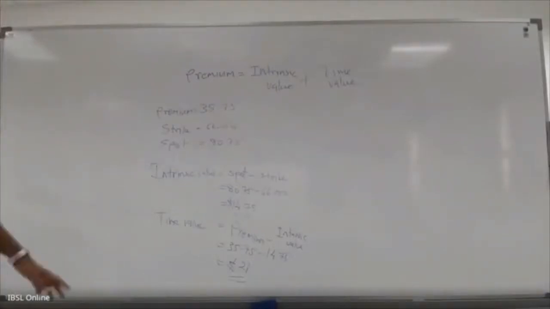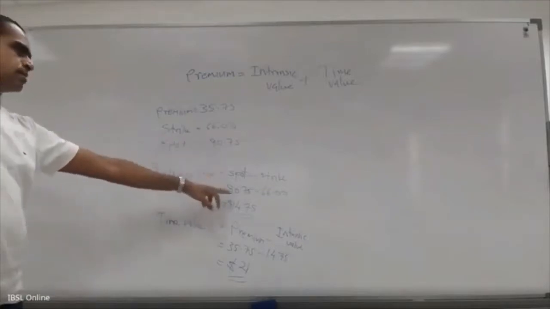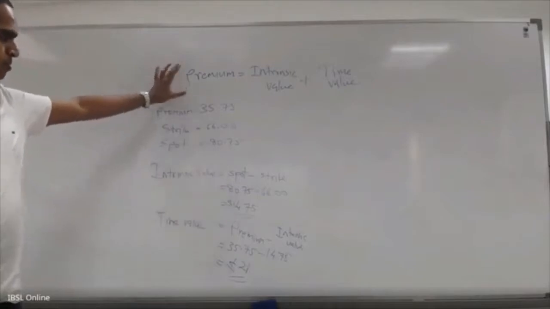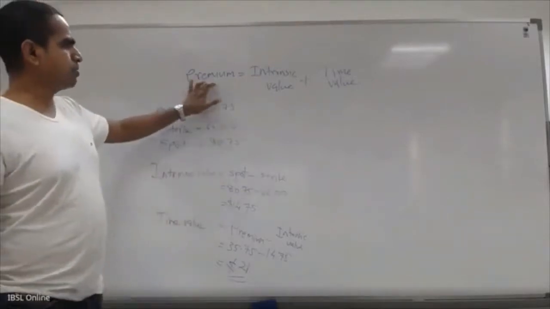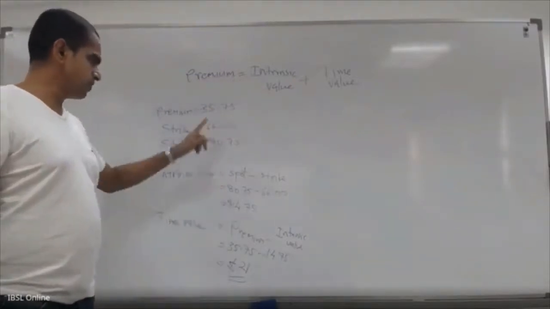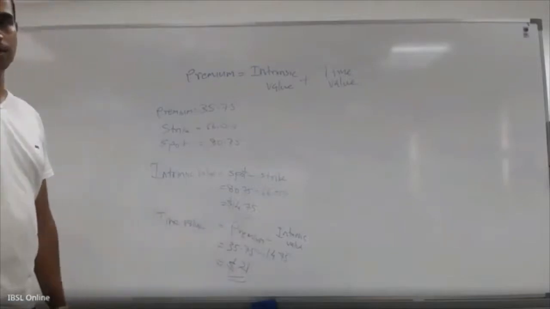Right. So intrinsic value is the spot price minus the strike price, spot 80.75 minus strike 66. You get an intrinsic value of 14.75. And from this equation, the time value is equal to the premium minus the intrinsic value. Premium 35.75, given, minus intrinsic value 14.75, you end up with a time value of $21.